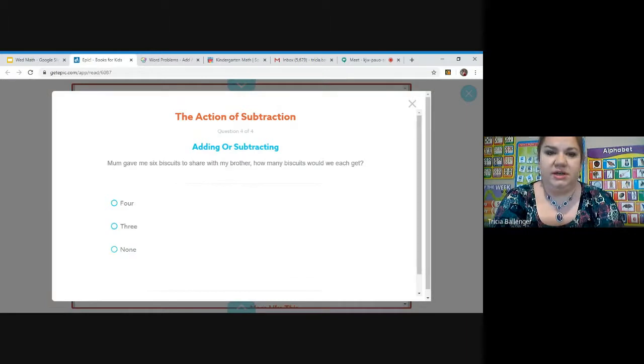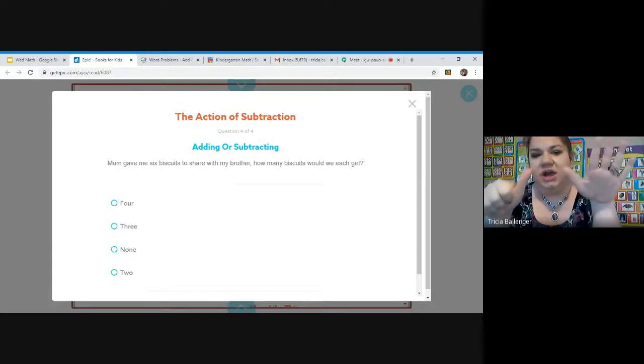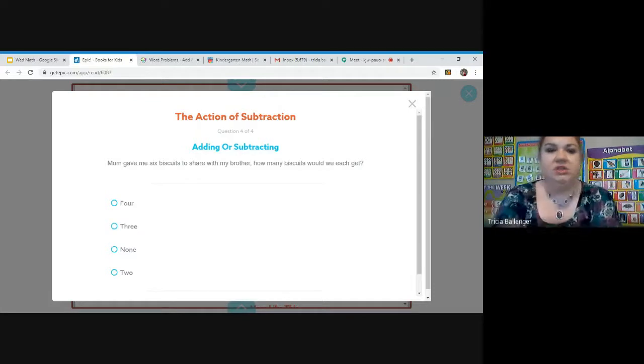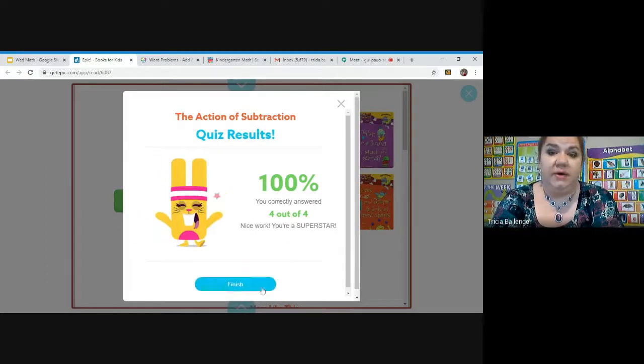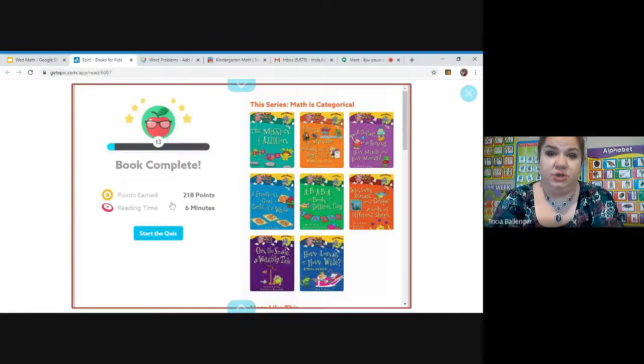One more question. Mom gave me 6 biscuits to share with my brother. How many biscuits would each get? If you have 6 and you want to share with your brother, but you both want to have the same amount, then you get 1, 2, 3, 4, 5, 6. So you each have 3. That's kind of like division, which is way harder than kindergarten math, but that's important to be exposed to.